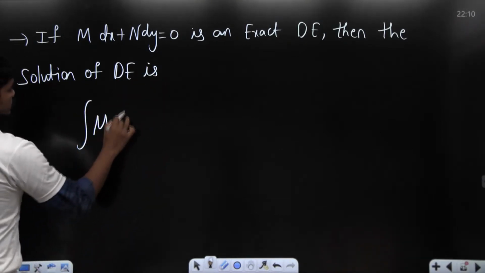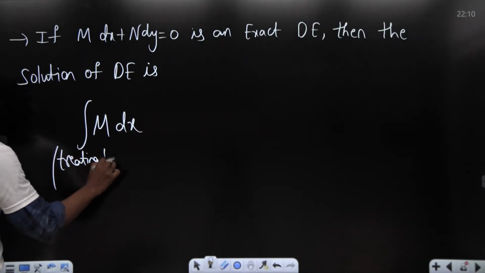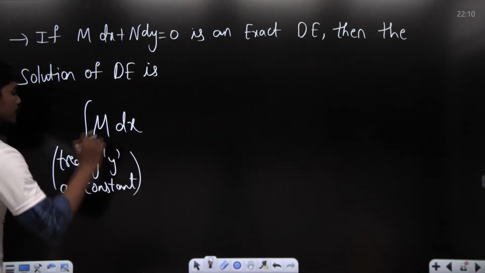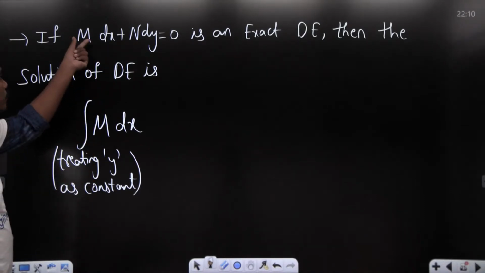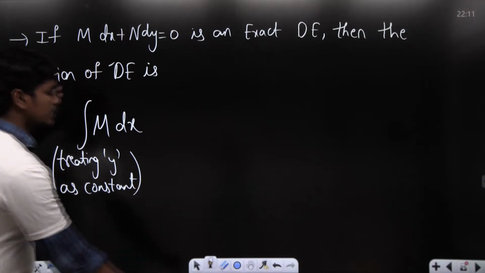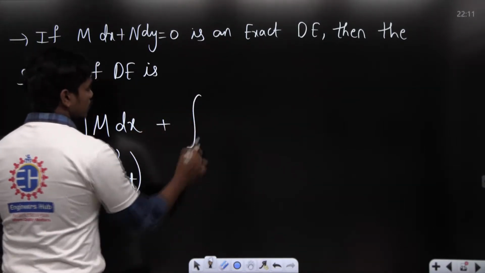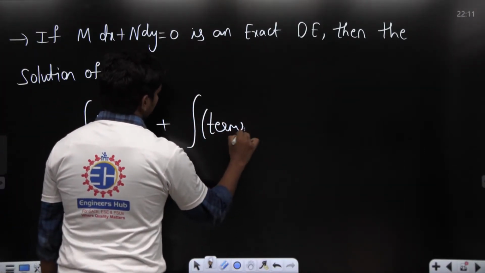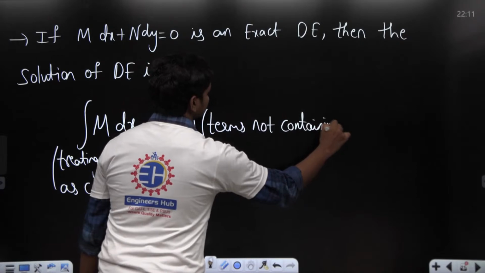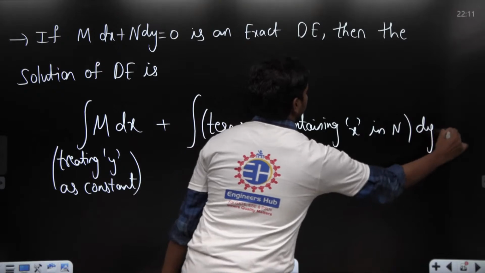integral m dx, treating y as constant, plus integral of the terms not containing x in n dy, is equal to constant. Whenever you are treating y as constant, you will have only one variable, which is x. So the integration of this m, which is a function of both x and y, but since you are treating y as a constant, will be a function of a single variable, so you will integrate that.